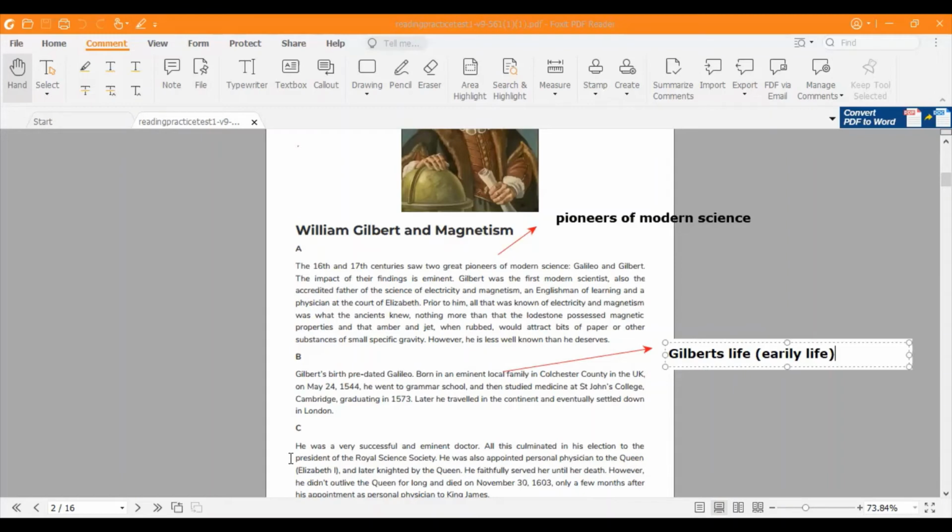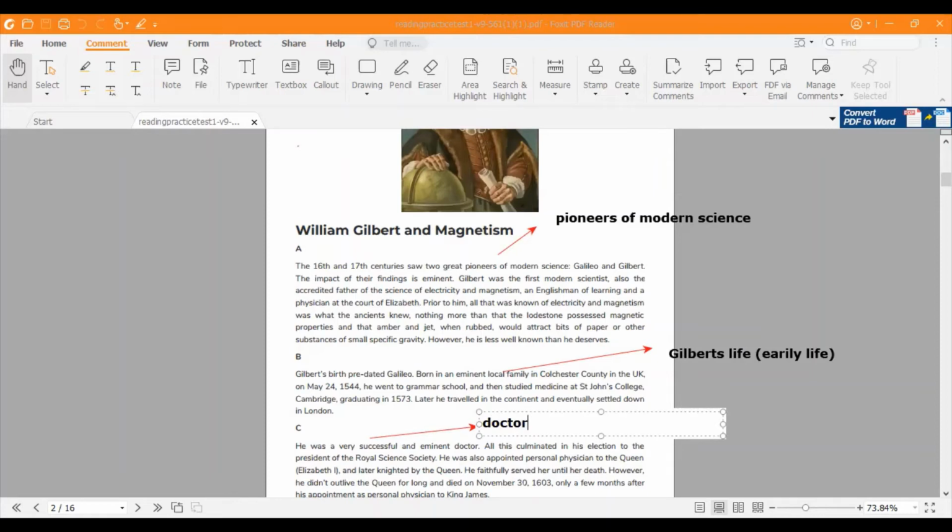Let's go to part C. He was a very successful and eminent doctor. This is the topic sentence. All the rest are support sentences. What do you think this paragraph is going to be about? About his career? Yes. Which one is the most important? Just write maybe doctor. That's it. He was a doctor.